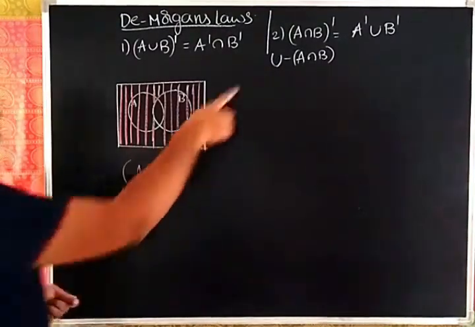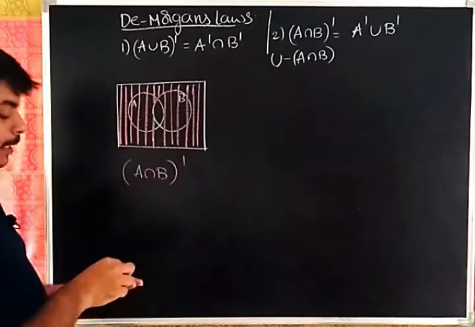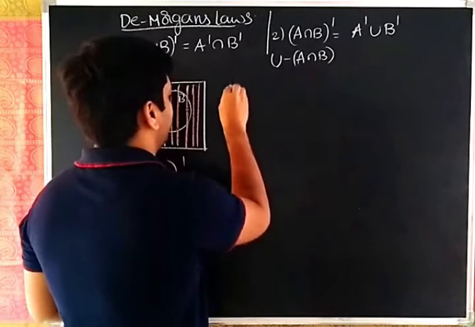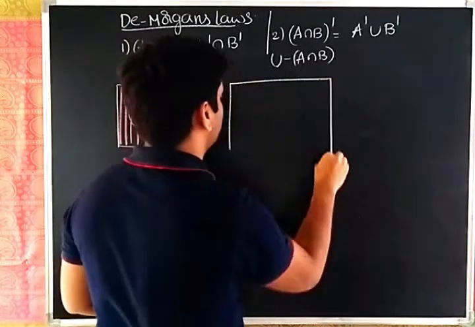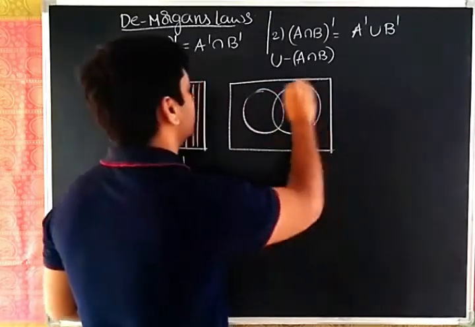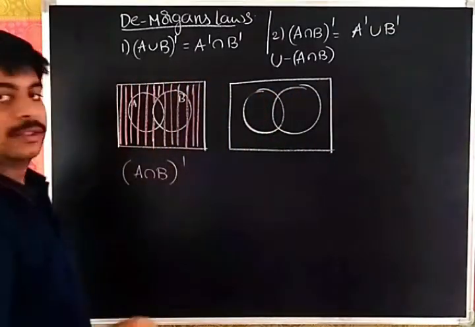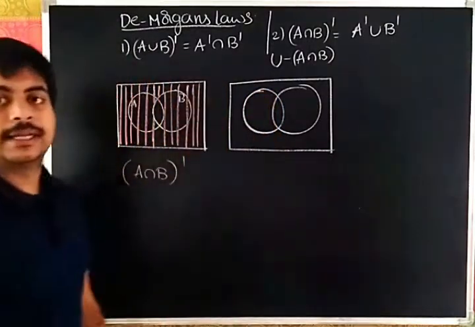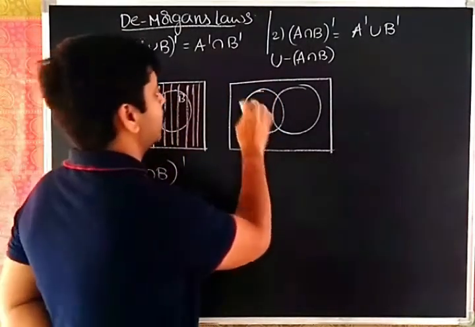Now let us see A complement union B complement. What is A complement? From the complete universal set, from the complete rectangular box, you need to remove A. So leaving this one, what are you left with?